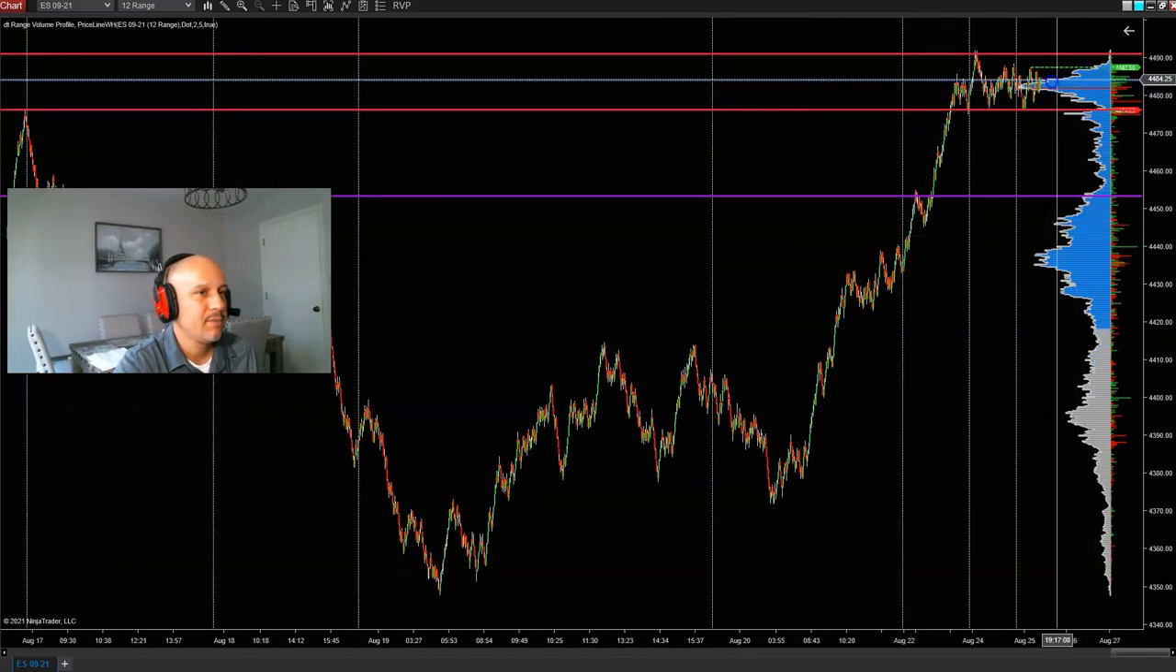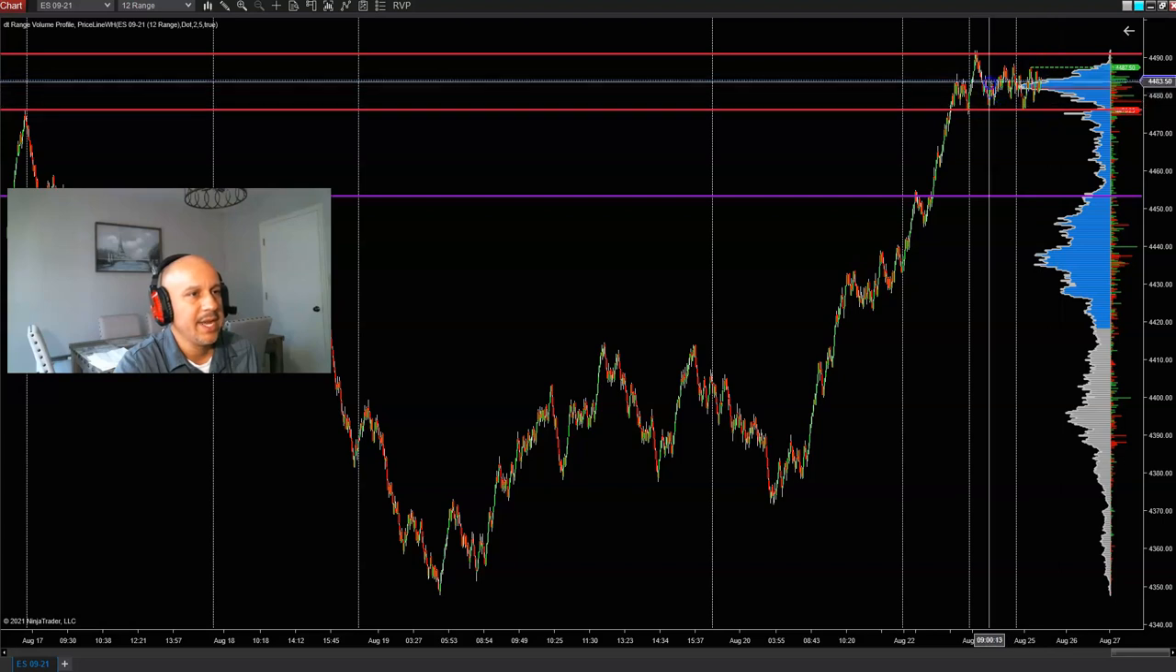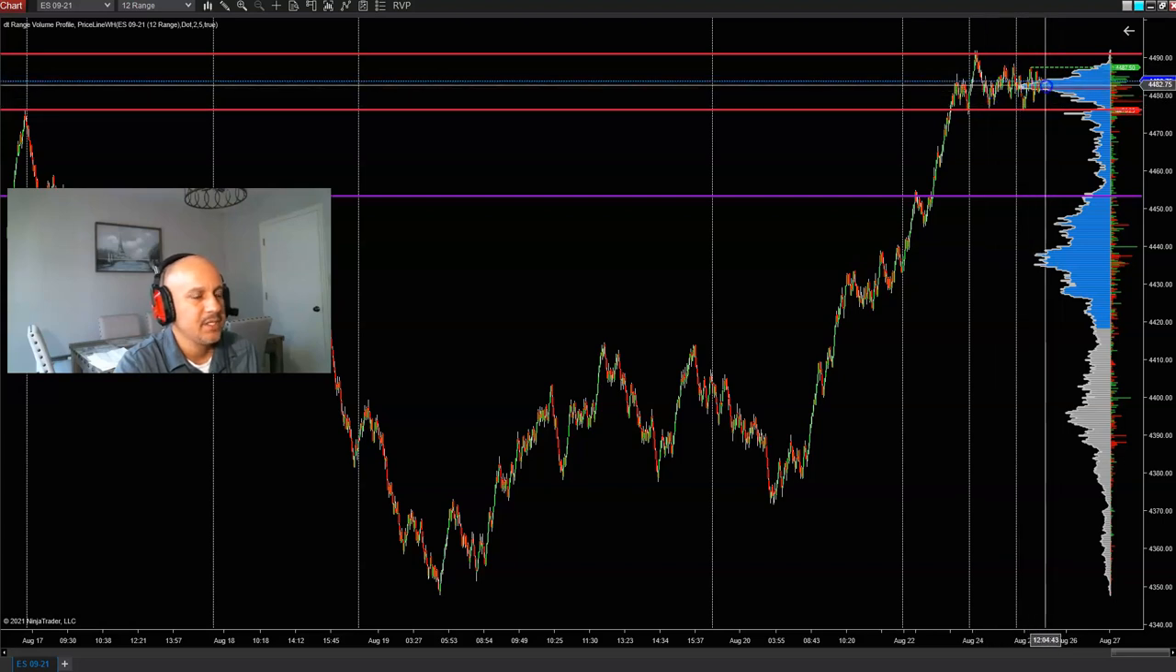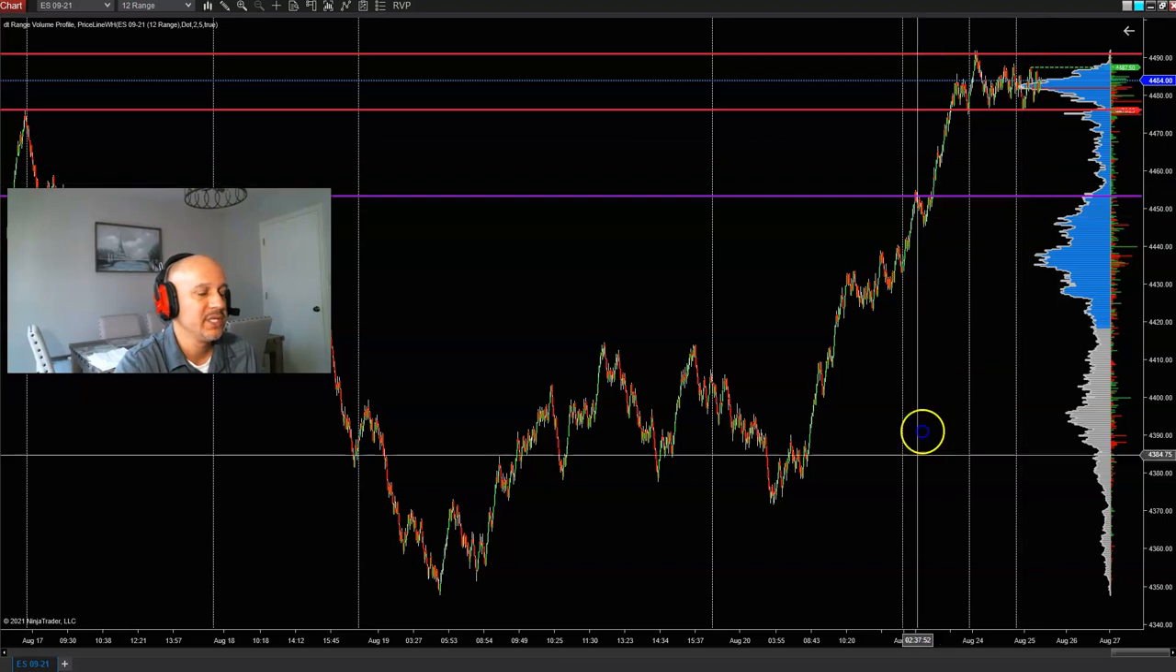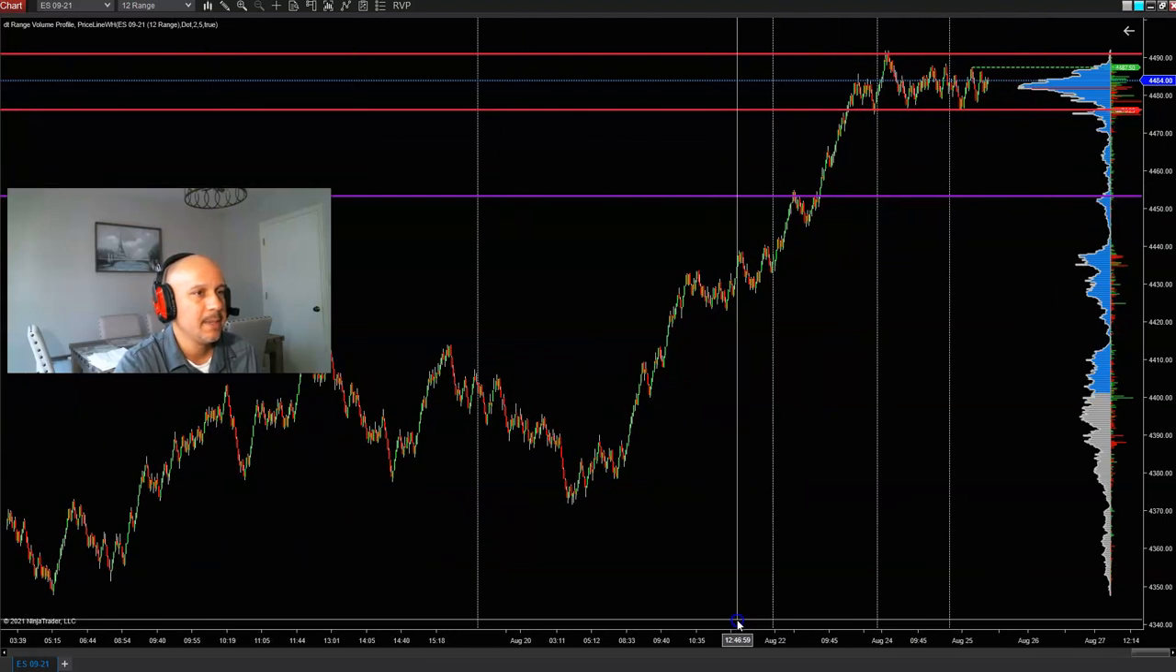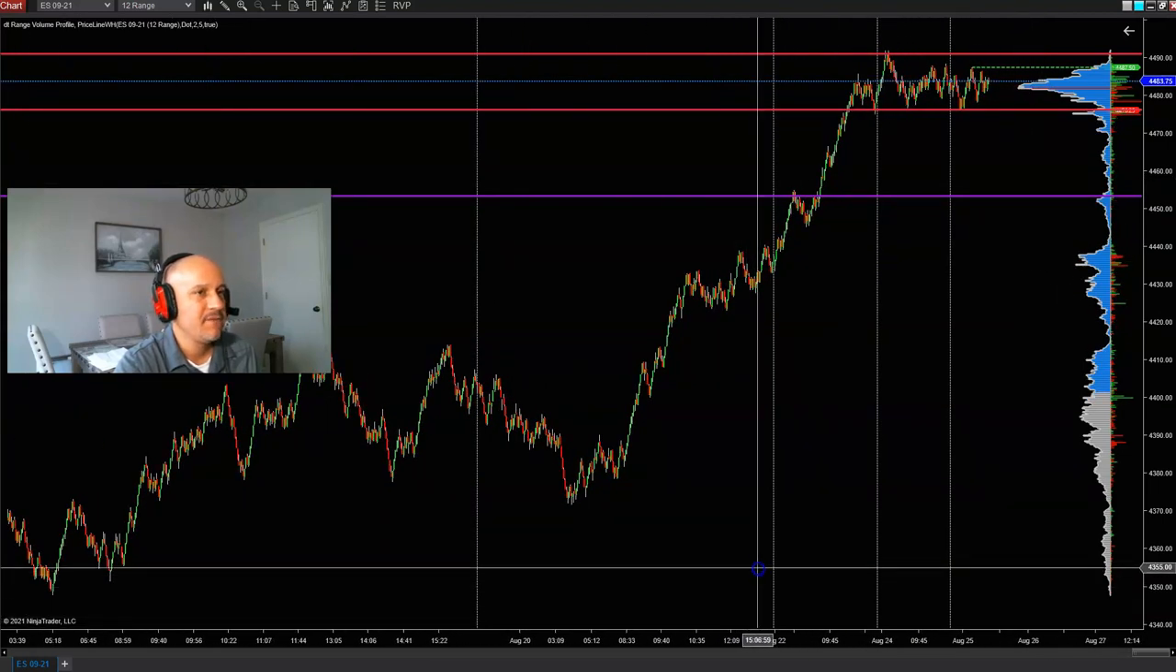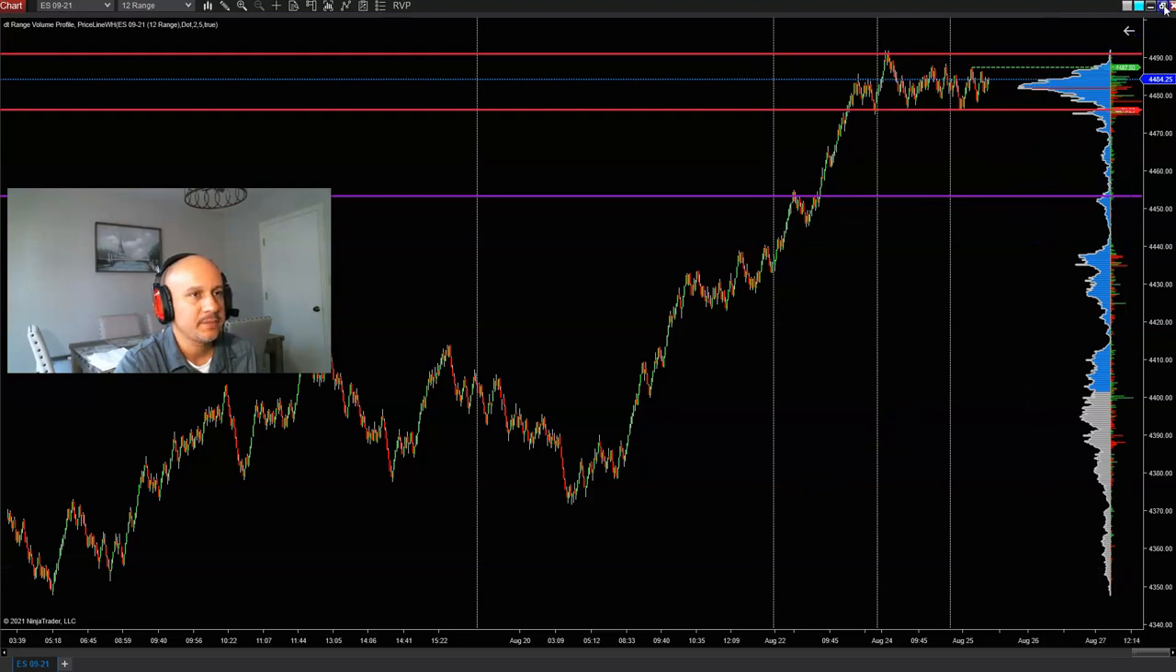Typically, when price builds volume and gets tight and congested and consolidates right here, it's going to make a major move to the downside or to the upside when it finally does make its move, guys. So you just have to wait, be patient, and follow the direction of what the market's trying to do.